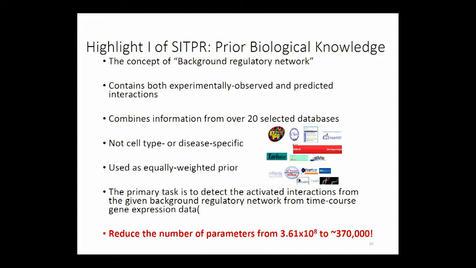The highlight of this study is that we are able to use prior knowledge to reduce the number of parameters down to 0.37 million. That is the number of parameters we are trying to estimate. But in our simulation study, we doubled and even tripled the number of parameters. So we can handle many parameters right now.